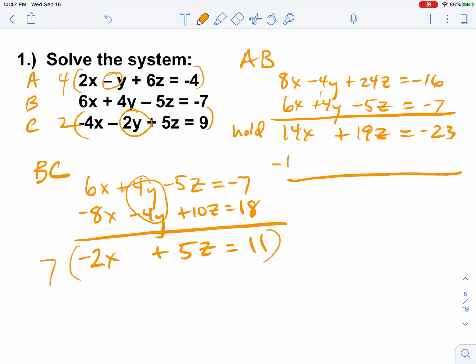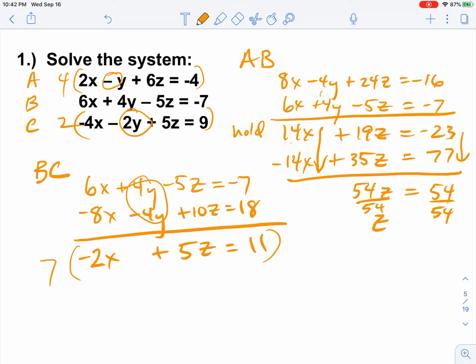And when I do that, I'm going to bring it up over here, multiply it out. I'm distributing the 7 to each term inside this equation. So negative 14x plus 35z, that equals 77. When I add, the x's cancel out. Here it looks like I end up with 54z equals, when I add here, I end up with 54. And so right away, I see that z equals 1. So I'm on my way.